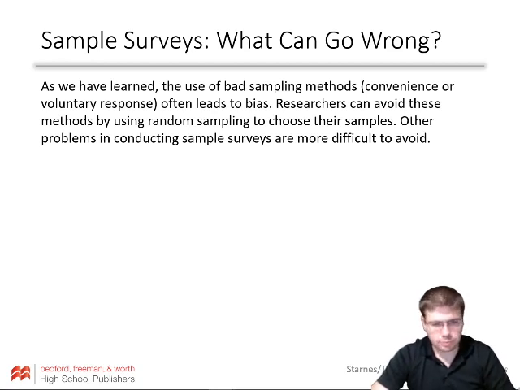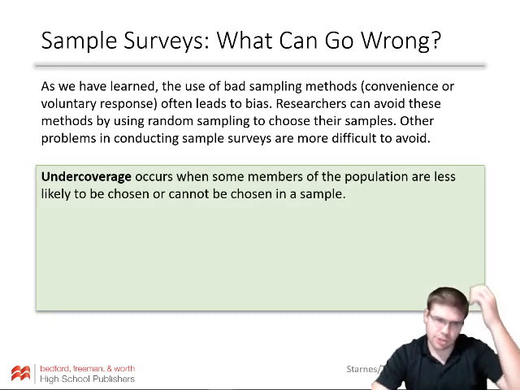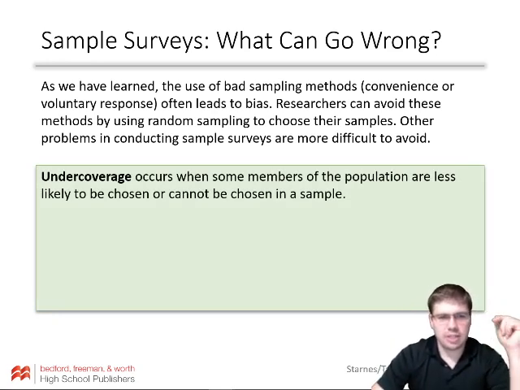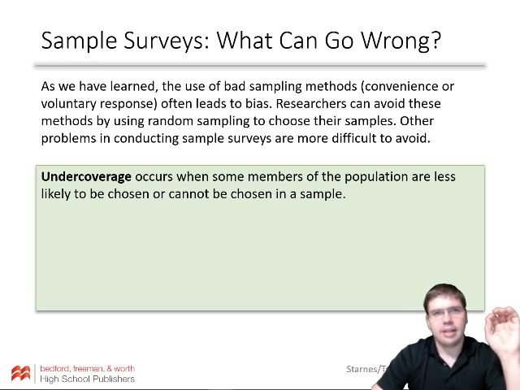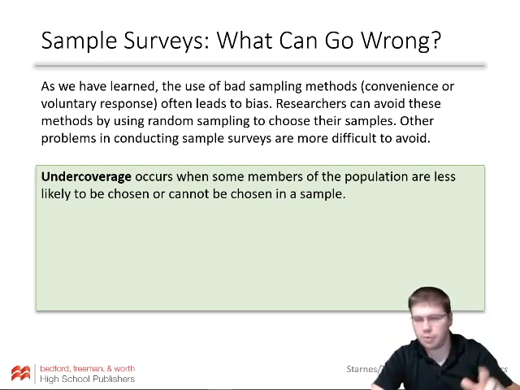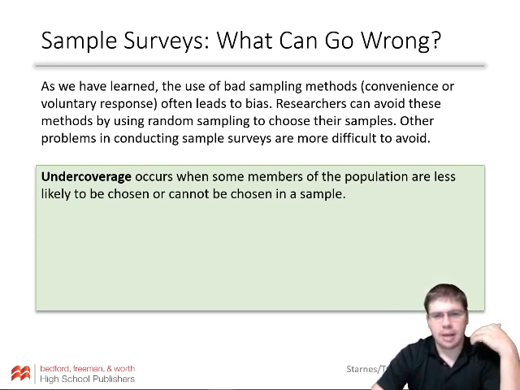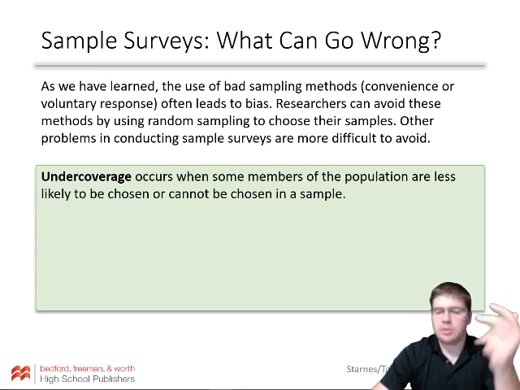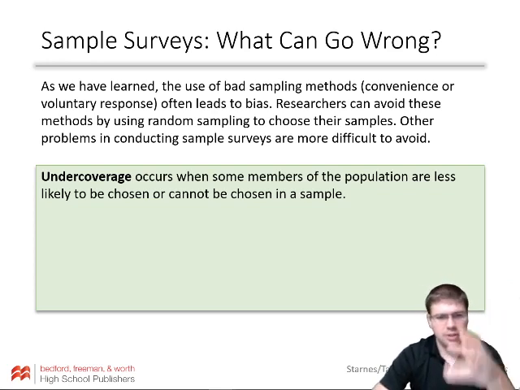But other problems in conducting sample surveys are more difficult to avoid. And so one of our biggest issues is undercoverage. This occurs when some members of a population are less likely to be chosen or cannot be chosen in a sample. So when we do our sampling, if individuals get left out for one reason, they're going to be undercovered. And that's what stratified sampling tries to account for.